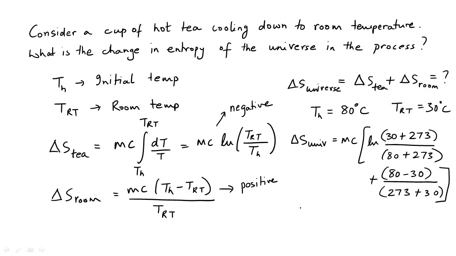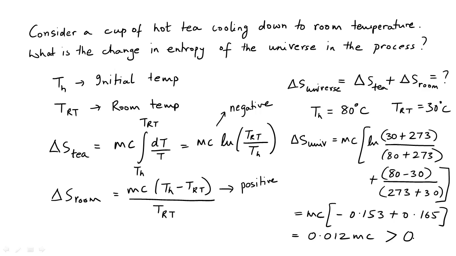And if you evaluate these numbers, this becomes mc times minus 0.153 plus 0.165, which is equal to 0.012 mc, which is positive. This is how much the entropy of the universe increases by as a cup of tea sitting in a room cools down to attain the room temperature.